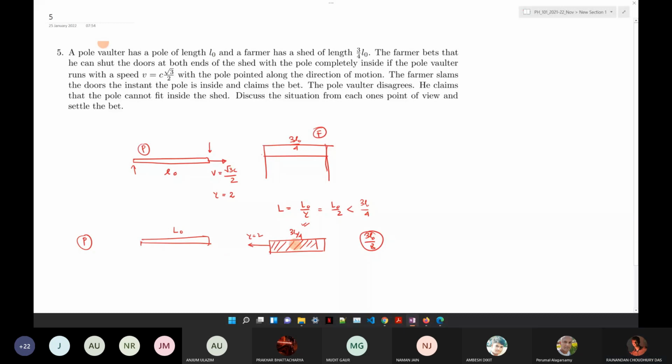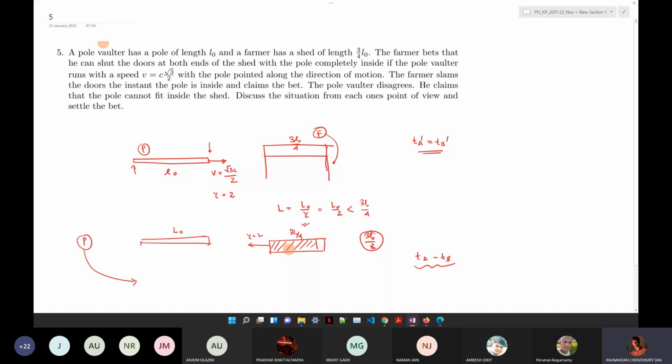Now, this disagreement occurs because the farmer was measuring the pole's ends at the same time. When he was measuring, Ta' and Tb' are the same. But from the pole's perspective, there will be a difference in time. He was not measuring at the same time. That's why this is happening. According to the farmer, it will fit inside, but according to the pole vaulter, it will not fit inside.